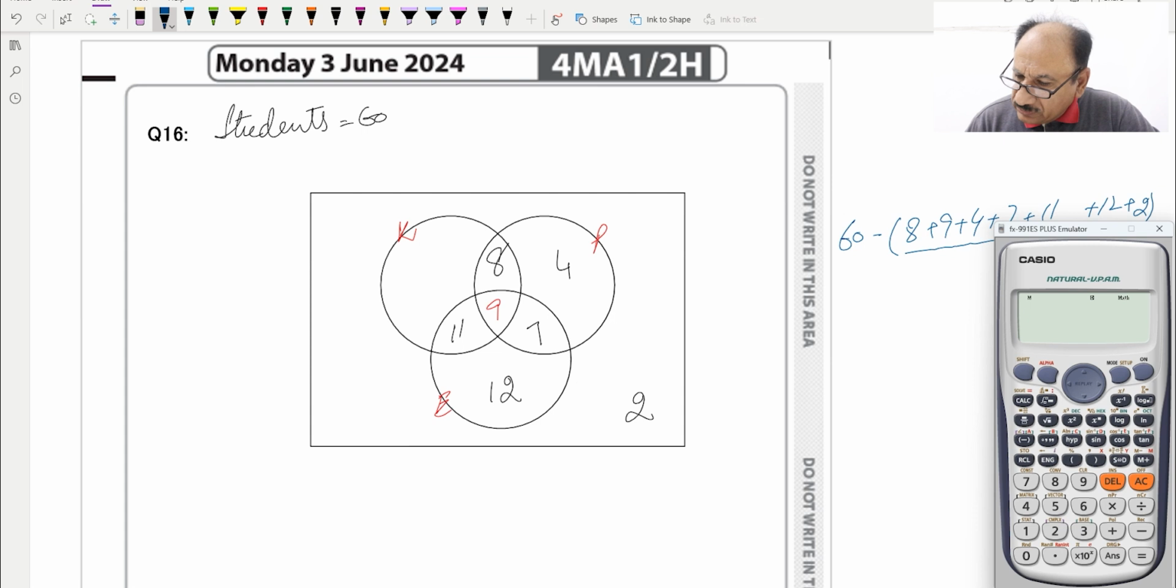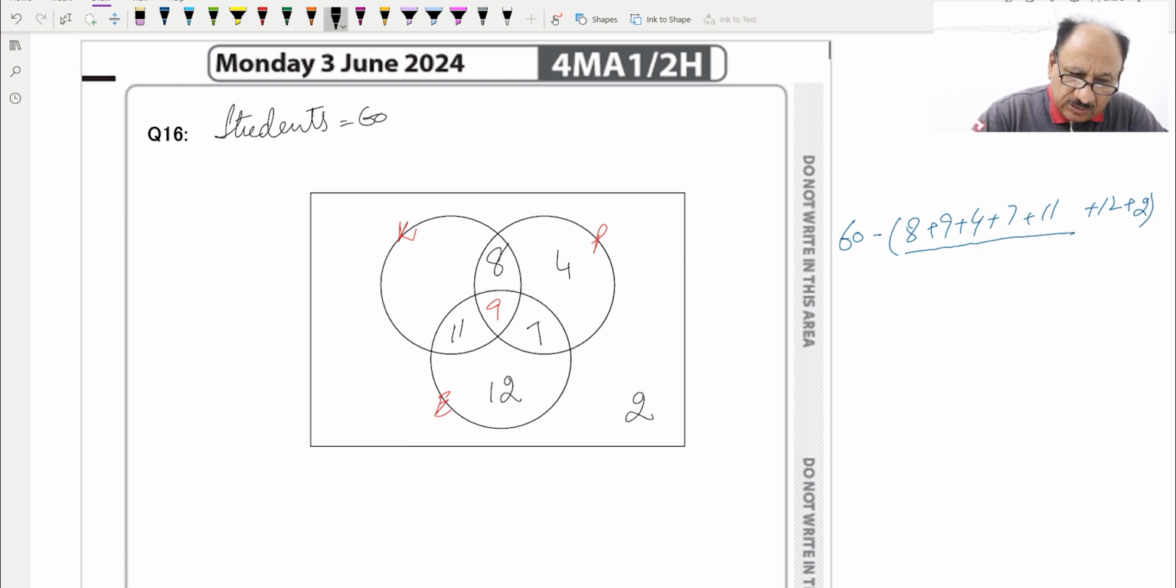So we can take 60 minus inside will be 8 plus 9 plus 4 plus 7 plus 11 plus 12 plus 2, and this is resulting to 7. So this remaining section will be 7 over here, and this is the complete Venn diagram, and this is for 3 marks which we have done. This was A part, which we have completed.